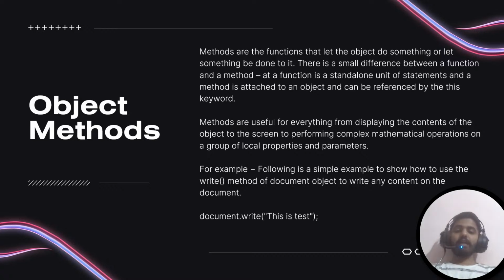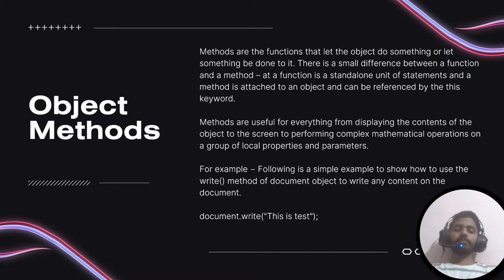A function is a standalone unit of statements, and a method is attached to an object and can be referenced by these keywords. So they can be used interchangeably. It is not necessary that you use a method with objects, but it's advisable. When you use the word method, it is considered to be an object's method, and when you use function, it's a standalone function.